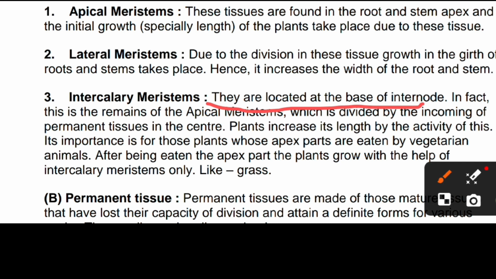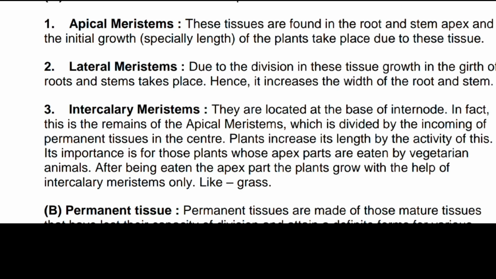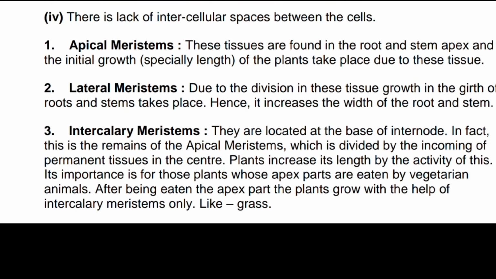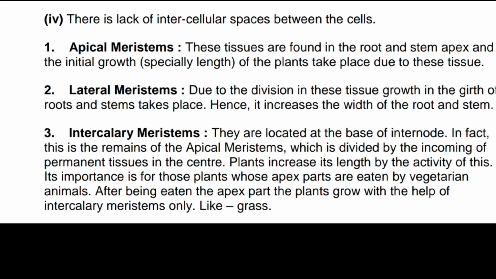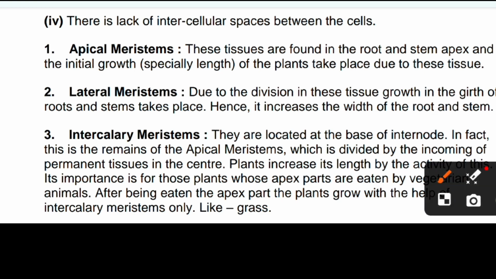In fact, it is the remains of the apical meristem which is divided by the incoming of permanent tissue in the center. The plant increases in length by the activity of this. It is important for plants whose apex parts are eaten by vegetarian animals. After being eaten, the apex part of the plant grows with the help of intercalary meristem. An example for intercalary meristem is grass.